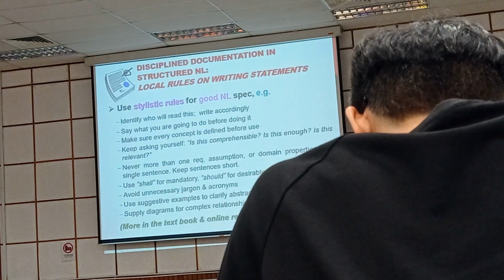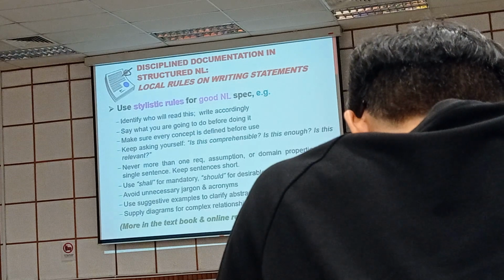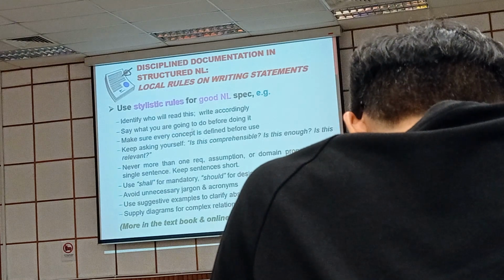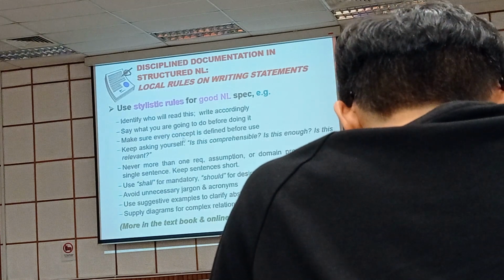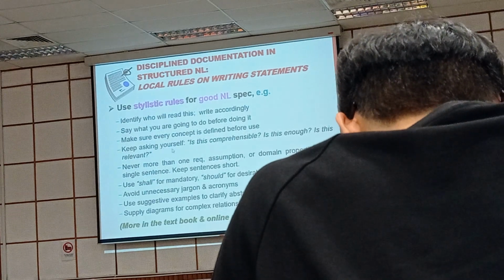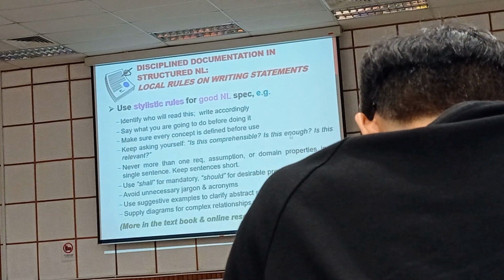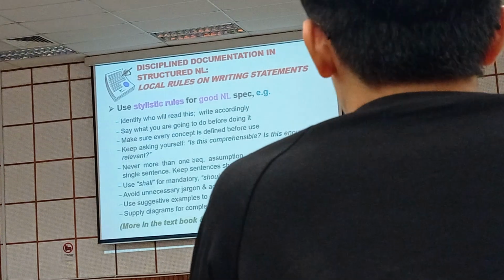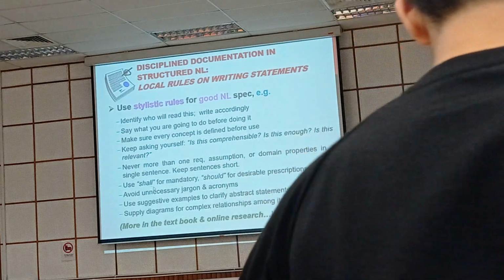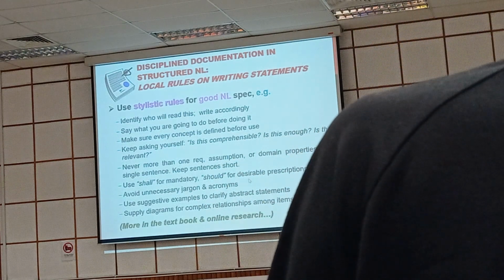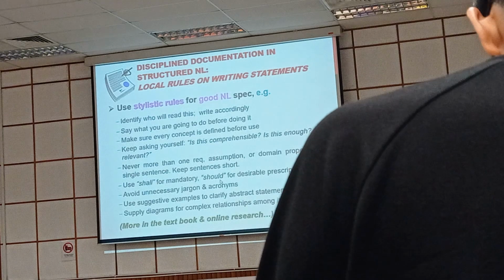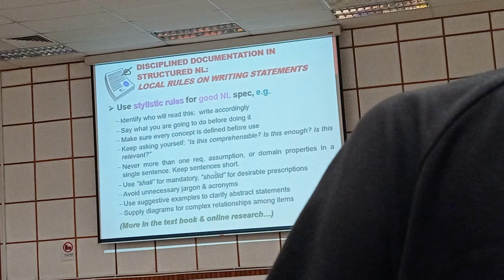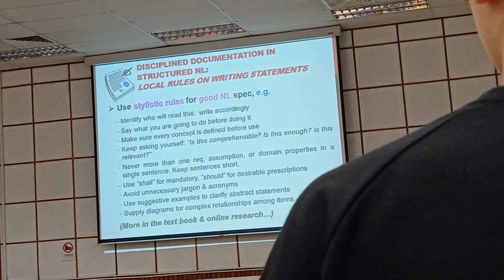Okay, now the rules to write, we go through very quickly. Actually, you can read yourself. Identify who will read this document or this requirement. Say what you are going to do before doing it. Make sure every concept is defined before use. Keep asking yourself, is this comprehensible? Then never more than one requirement. Don't write more than one requirement in one statement. Use shall for mandatory, should for desirable, and may or can for optional. This is very important. You must have these three words, either one. Should, shall, or may or can.